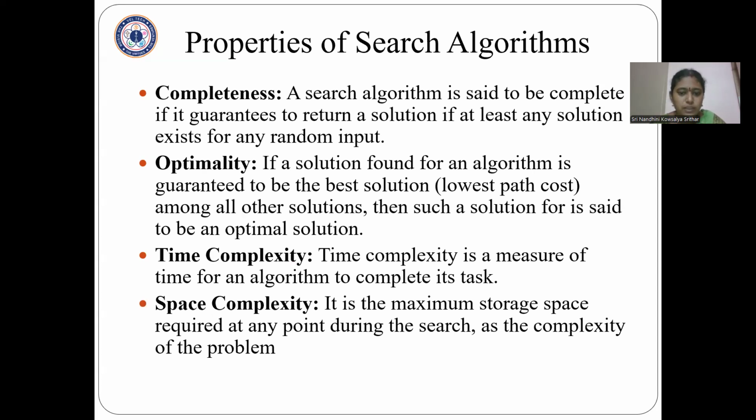Then time complexity. Time complexity is the measure of time for an algorithm to complete its task. Space complexity. It is the maximum storage space required at any point during the search, as the complexity of the problem.